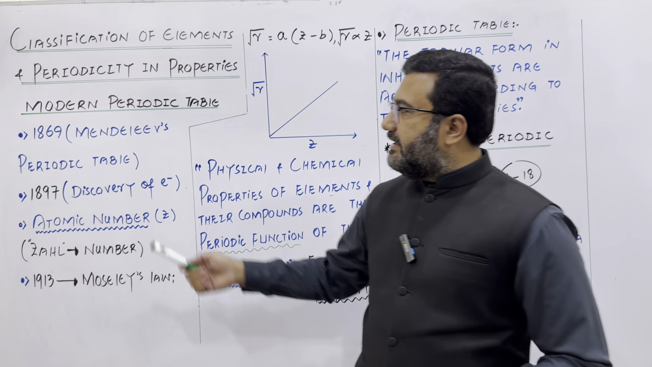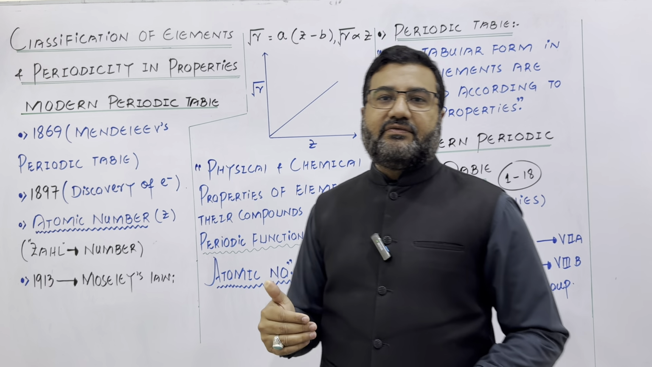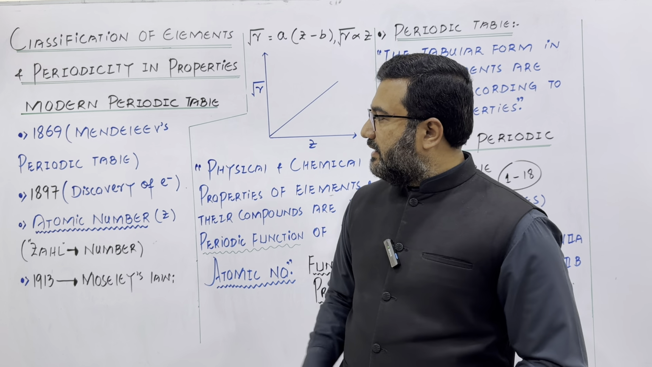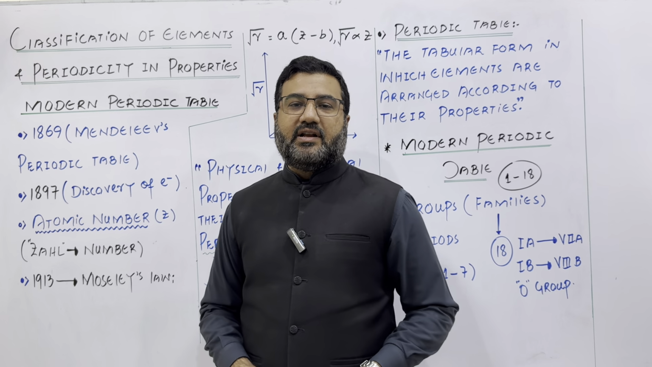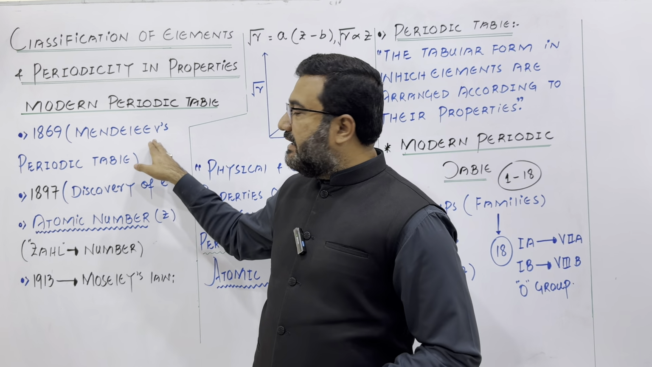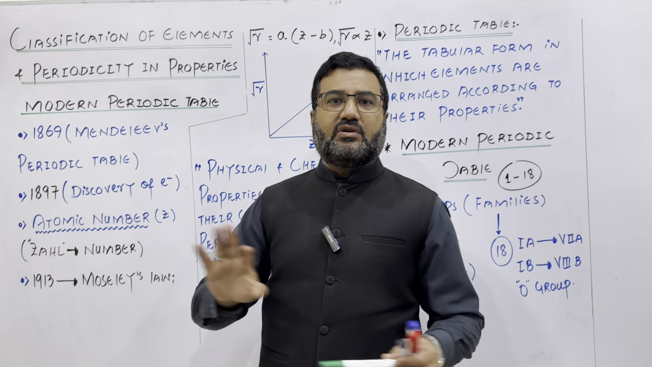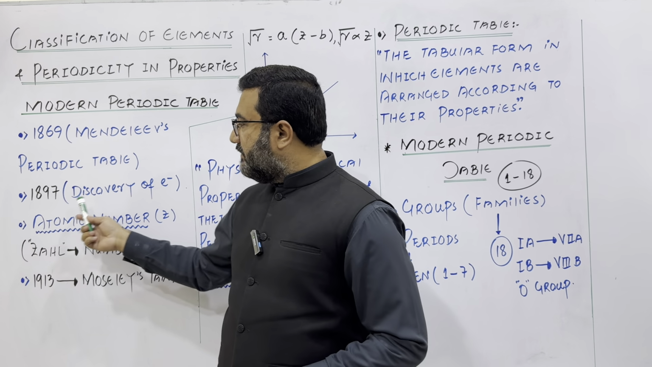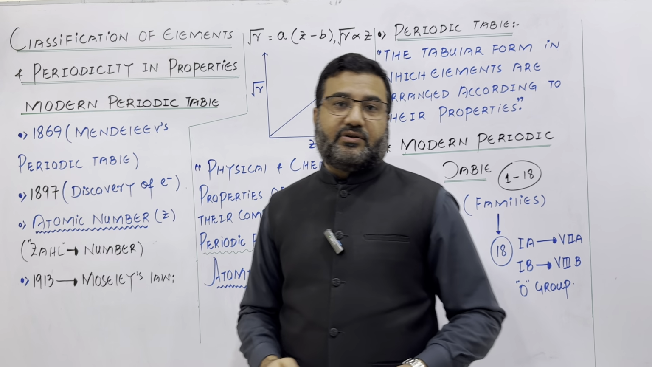Dear students, in 1869 Mendeleev's periodic table was presented and Mendeleev classified 63 known elements of his time. Then in 1897, the first subatomic particle was discovered, which was electron. It means at the time of Mendeleev, there was no idea of the internal structure of the atom. There was no concept of the subatomic particles. The first subatomic particle was discovered by J.J. Thomson in 1897, and that was electron.